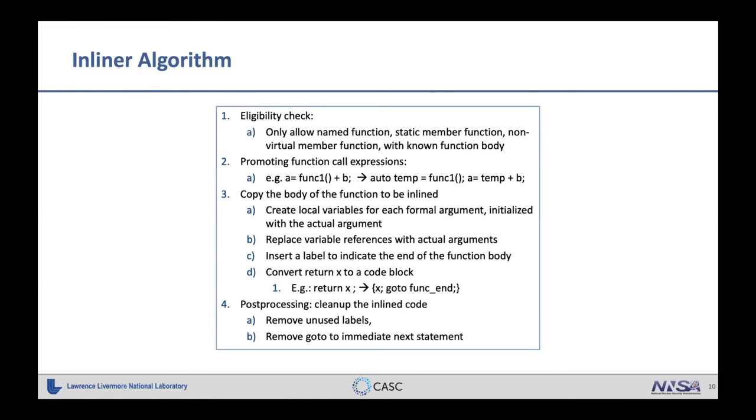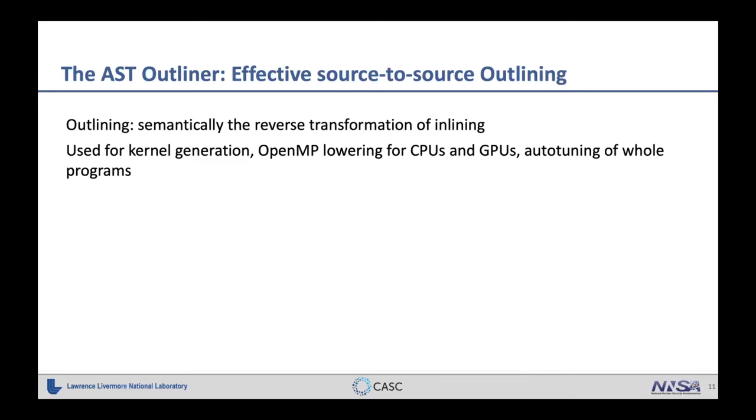The final step is the post-processing step. After the transformations, we do some cleaning up, we remove some unused variables, labels, and other things. So in the end, the code looks much cleaner to the users. Okay, so that's for the inliner.